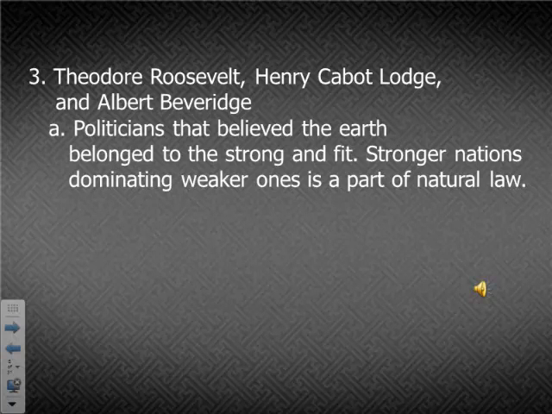Finally, there were some politicians who believed in expansion. Teddy Roosevelt, who would eventually become president, was then a governor. Henry Cabot Lodge and Albert Beveridge were both senators, and they believed that when weaker nations fall to stronger nations, that's just part of the way of the world. It had always been that way. It was like survival of the fittest. Powerful nations take over weaker nations, and that's how things would continue to occur, and it justified the United States partaking in some of these actions.